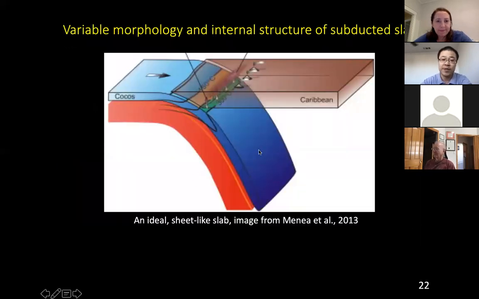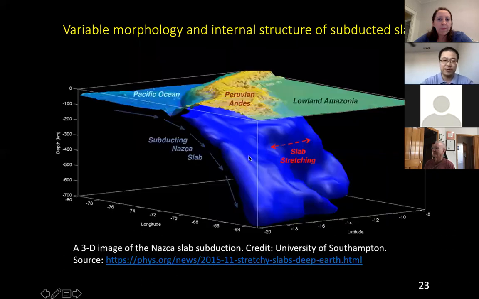This figure shows a cartoon of the subducted slab. The slab has a wall-like structure, and usually in cartoons you see a slab like this, and also in 2D convection models the slab has a sheet-like or wall-like structure. However, in reality, the slab is much more complex, as shown in this figure.